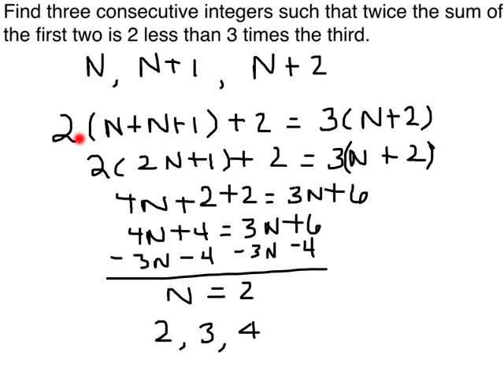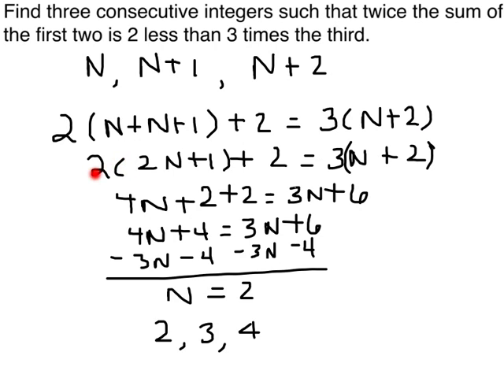Twice the sum of that is 2 less than, so if I want to make it equal, if this side is 2 less than this, I'm going to have to add 2 to this to make them equal. So it's 2 less than 3 times the third integer, which we're representing as n plus 2. Once you get it set up, guys, it's really no different than solving any other equation. The trick is in getting it set up correctly.